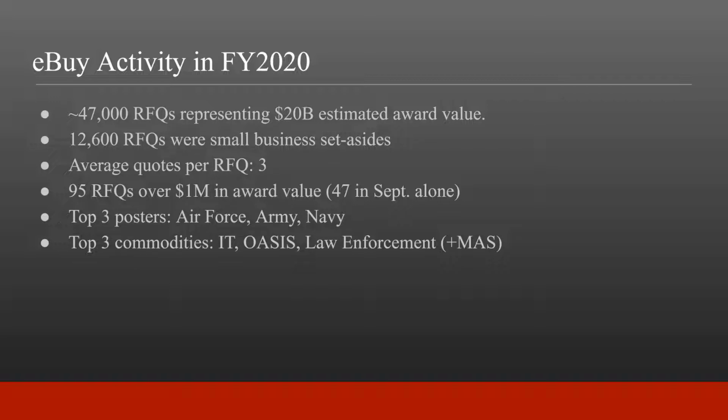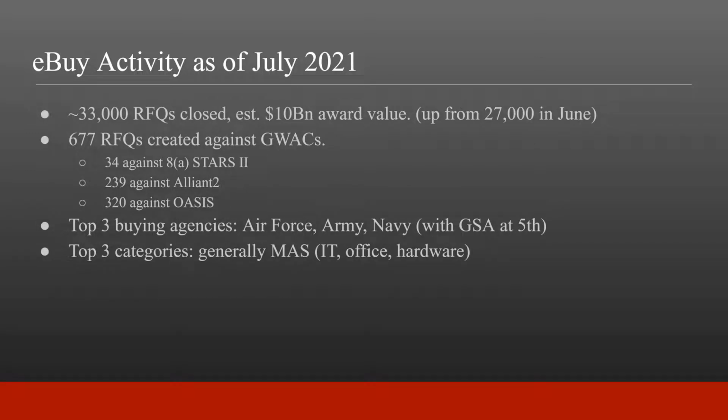The commodities that were purchased were IT, the OASIS contract, and law enforcement, with a large number of that towards the consolidated schedule as that was implemented. I just got the numbers for July 2021, so I thought I'd add those in as well. We've seen 33,000 RFQs close fiscal year to date, which is up from 27,000 in June.